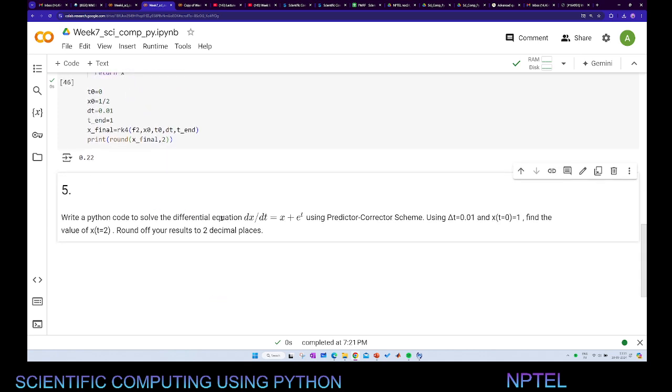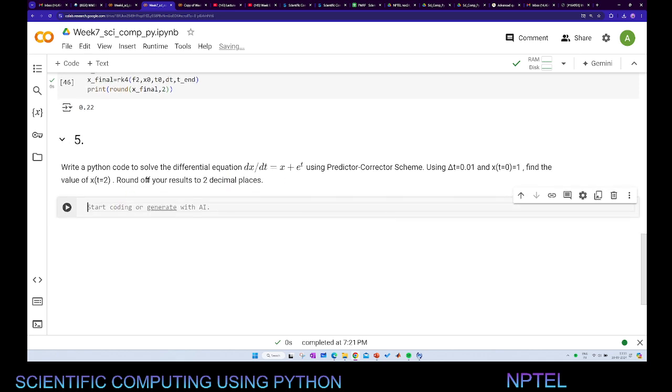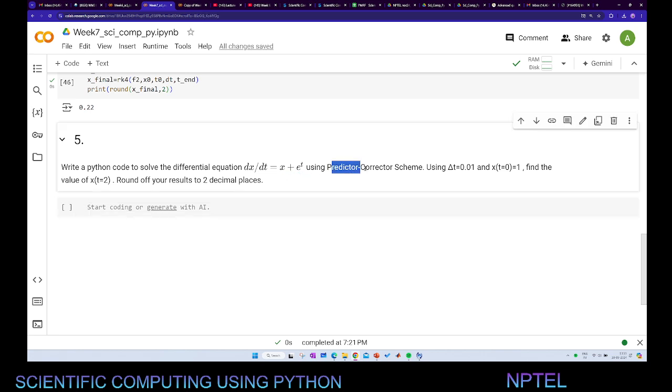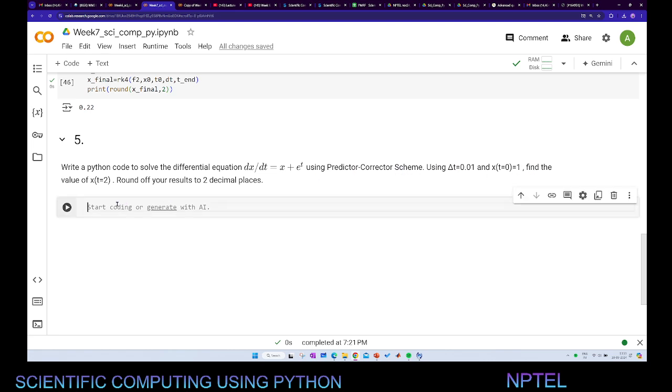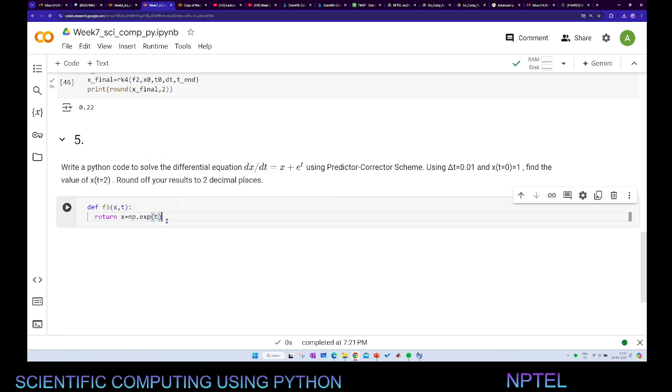What we'll do after this, let's do this. Again, it's very similar. So now the equation is dx by dt equals x plus e to the power t. And the scheme we have to use is predictor corrector. Dt, everything is given. The same syntax. So let's define f3 of x comma t, which is x plus np dot exponential of t.